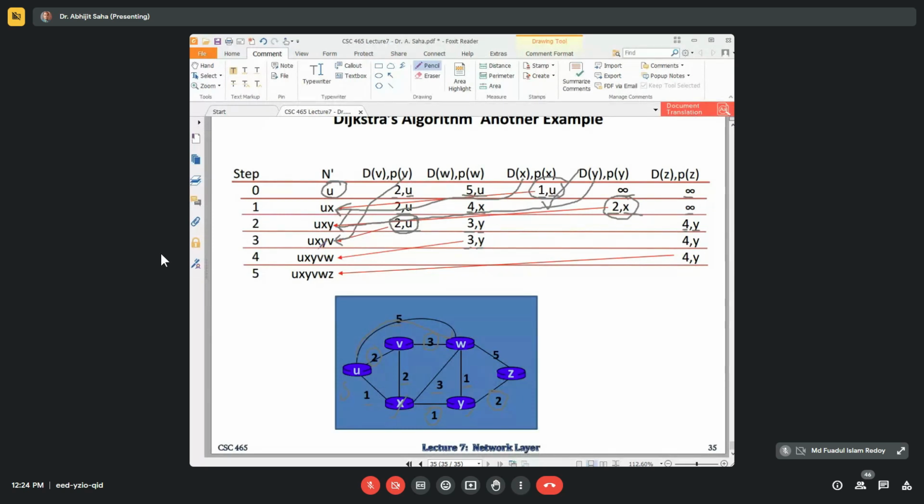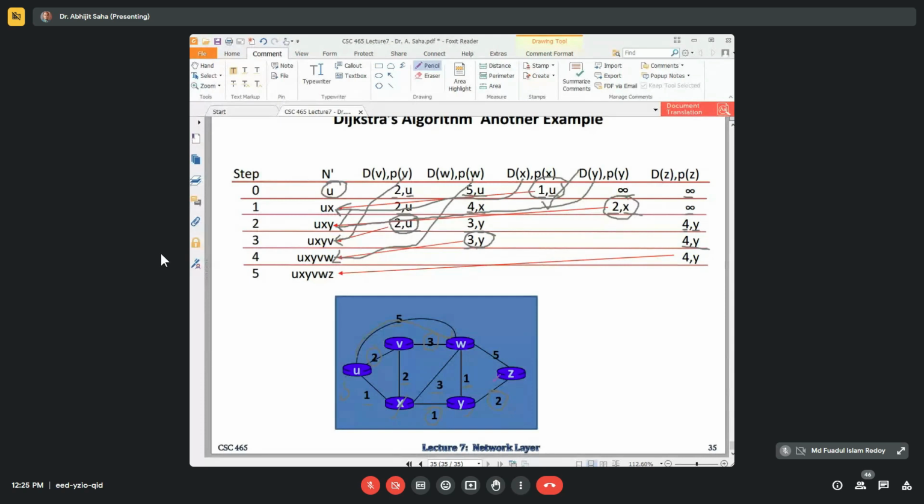Now can I go from v to z directly? No, there is no direct link between v and z. So that means we are going to keep what we had before, the 4y. So it is 4y. Now, between these two, in this row we have 3y and 4y. So this is my minimum value, 3. That means we are going to take w as the next node. So from w we're going to search.